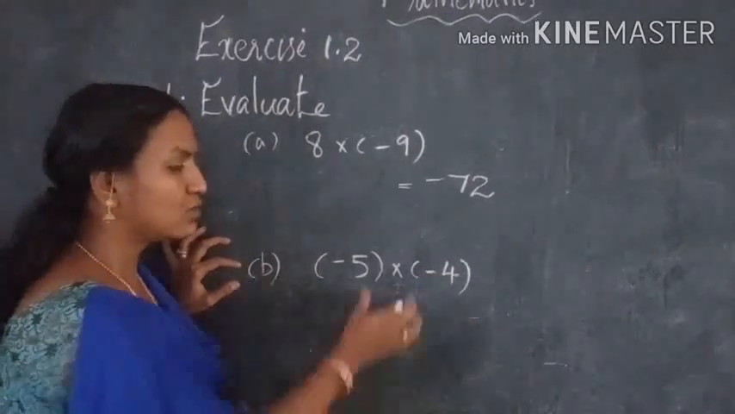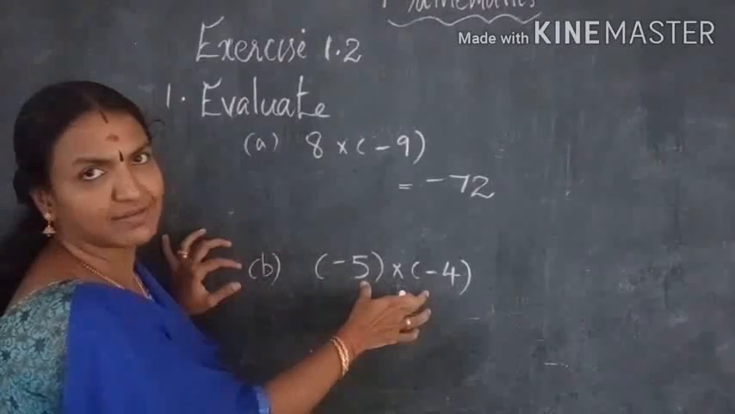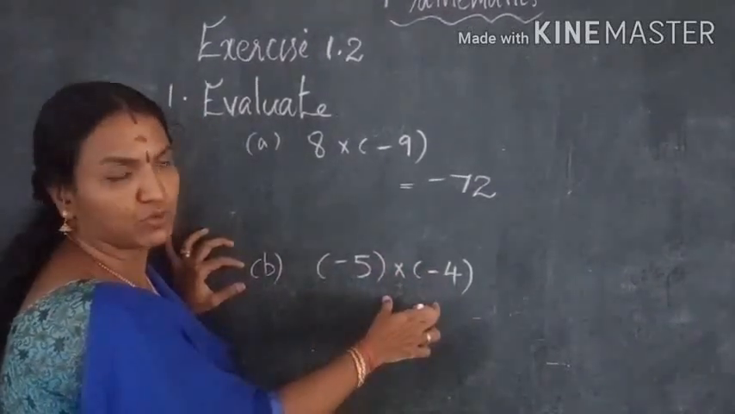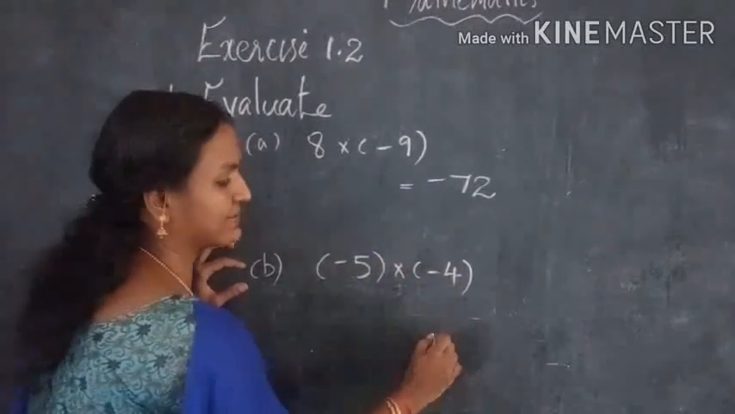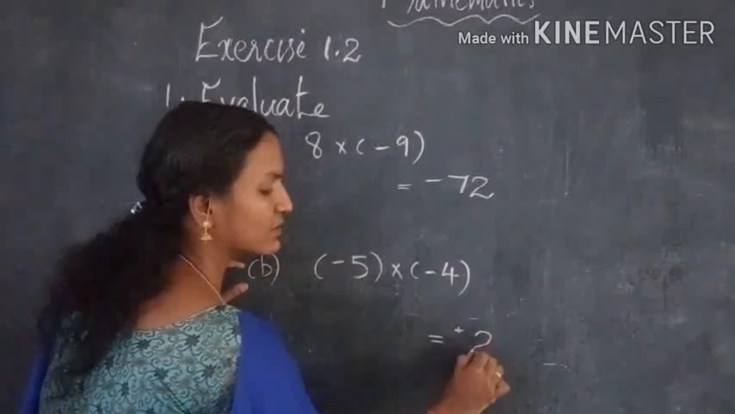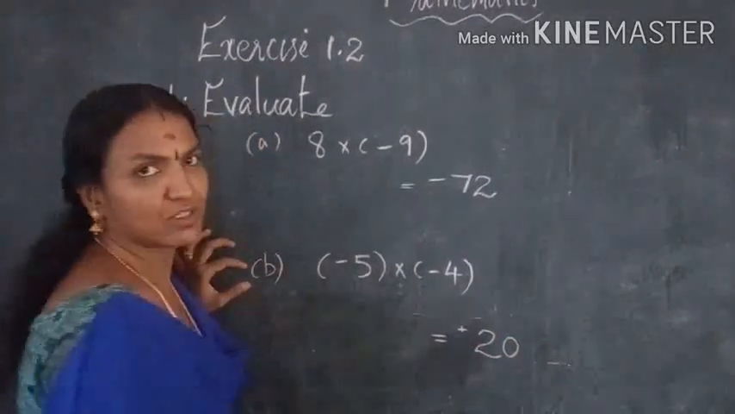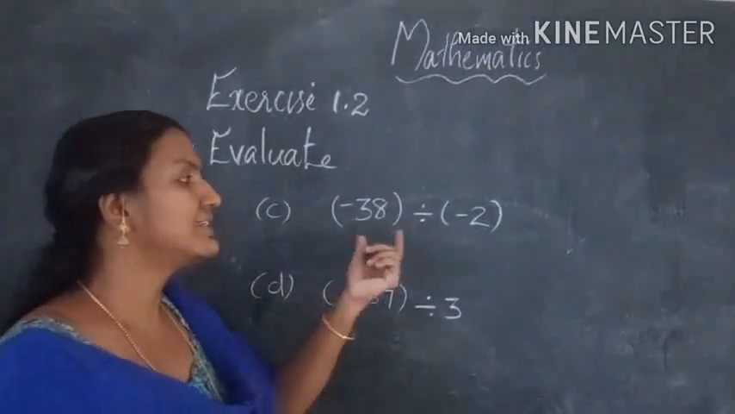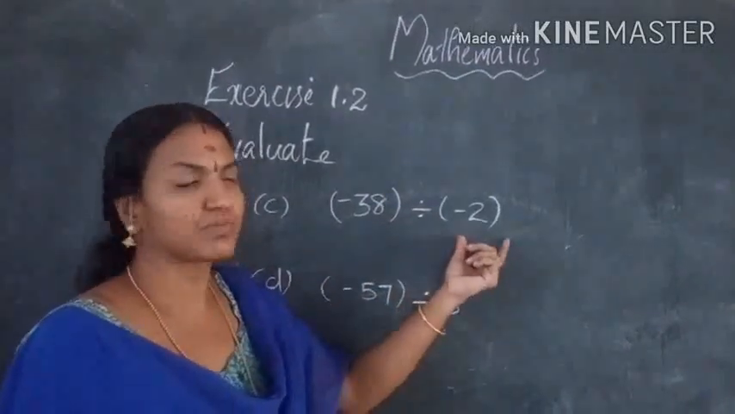The second question, minus 5 into minus 4. There are two negative signs. 2 is even, so the result will be positive. Minus into minus, plus. The answer is plus, 5 4s are 20. Plus 20.